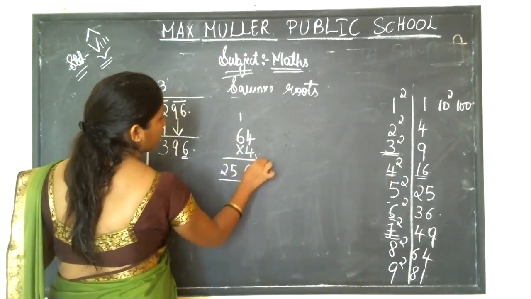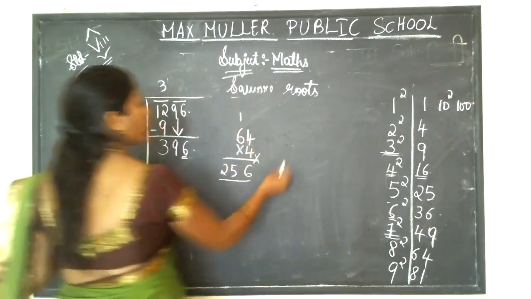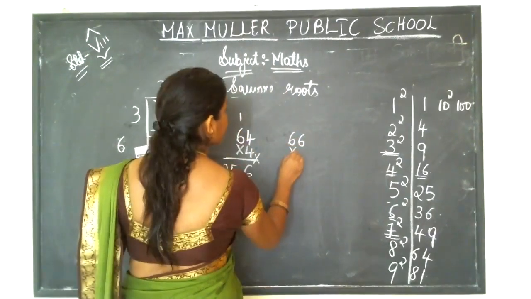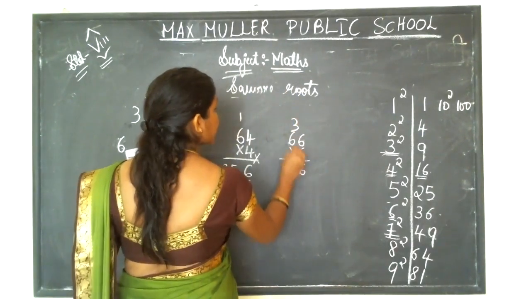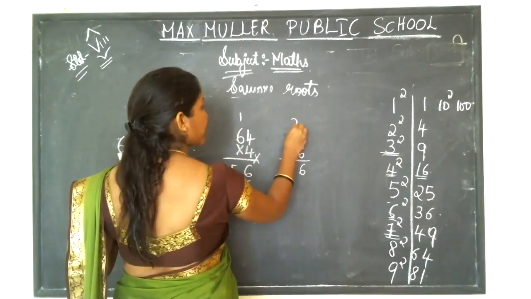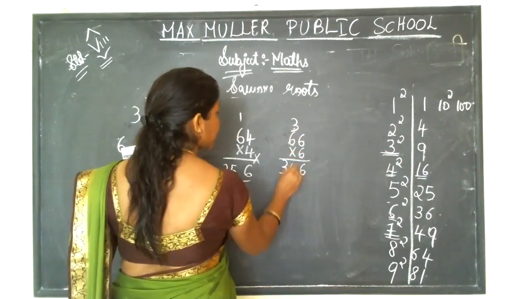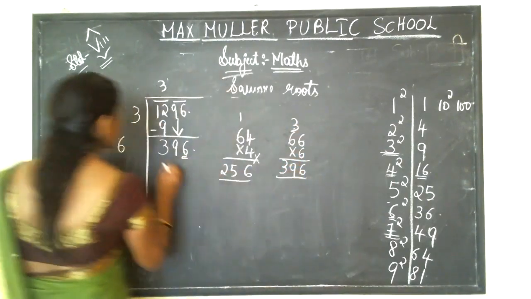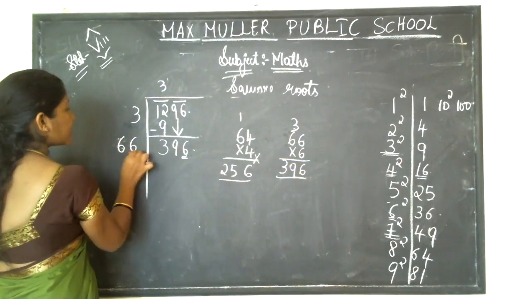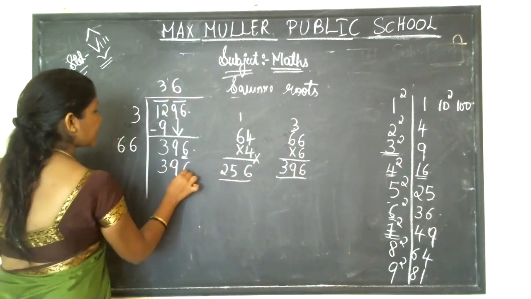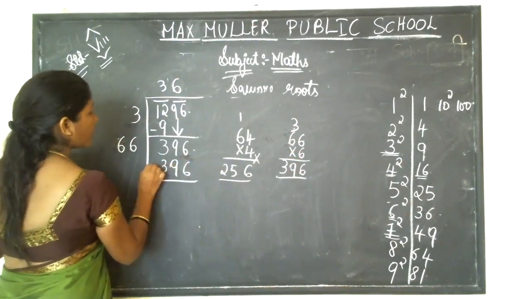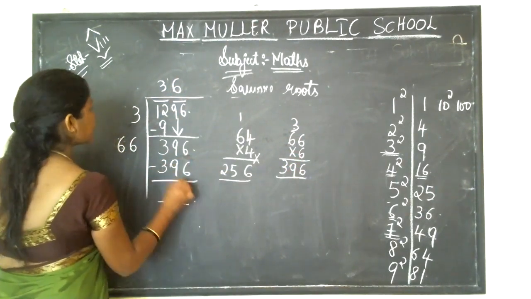No, this number doesn't suit. Next, go for 66 into 6. 6 6s are 36, 6 6s are 36, 37, 38, 39. So it is 396. So here 66 into 6 will be 396. Now if you subtract, you will get 0.